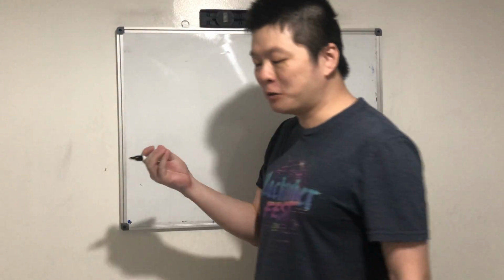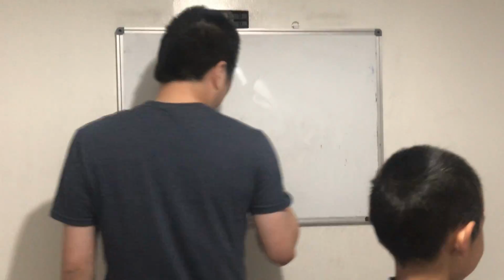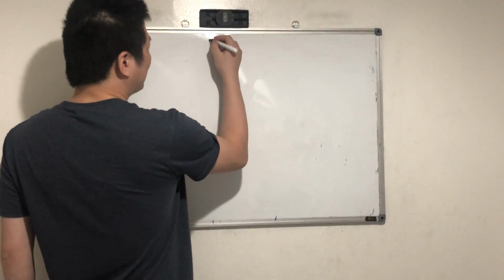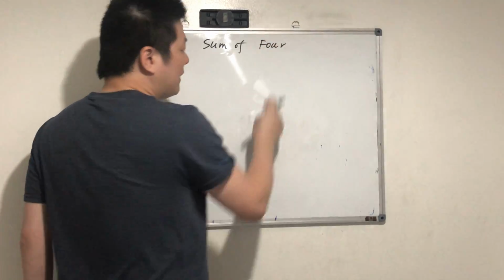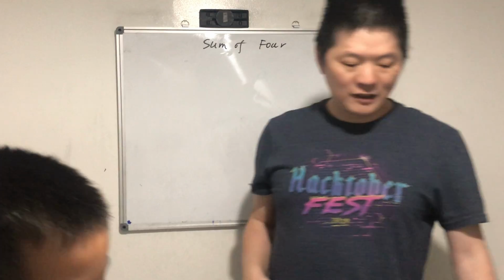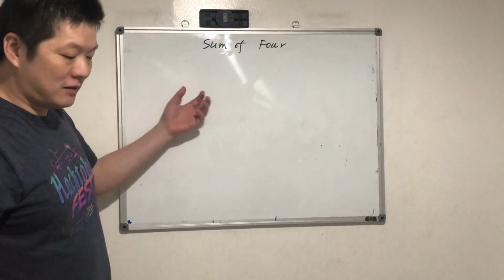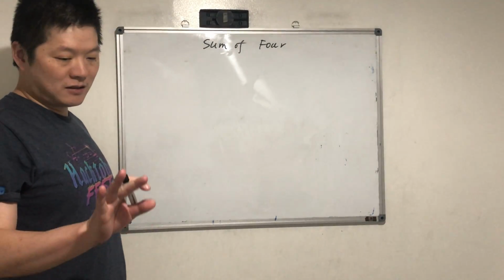So today we talk about sum of 4. Remember we have talked about 3 sums, right? Now we talk about 4 sums. The sum of 4 is 1 plus 3, 2 plus 2, and 3 plus 1, and 4 plus 0, and 0 plus 4. It's easy. Something like that.